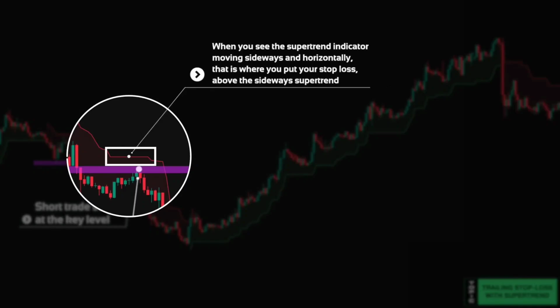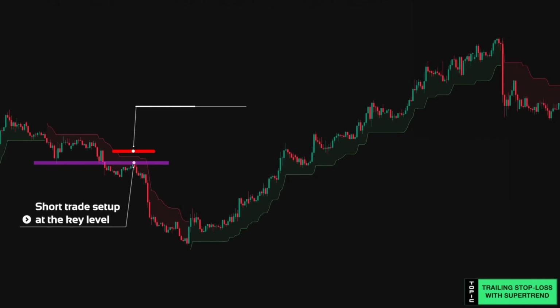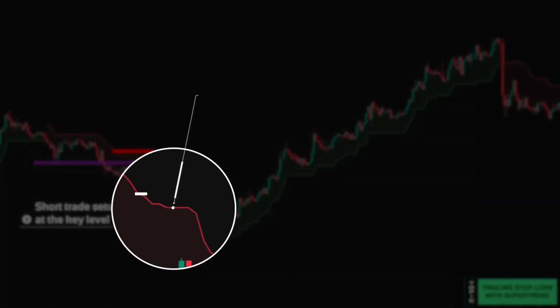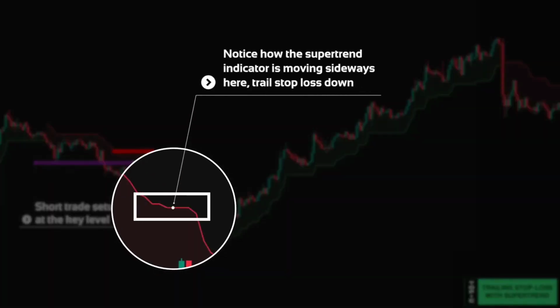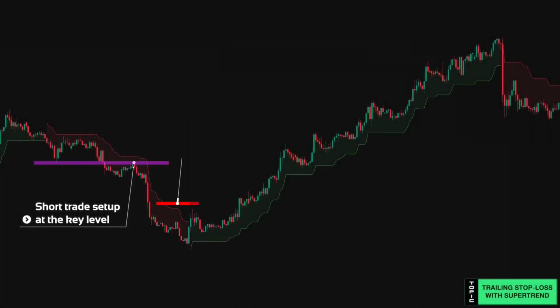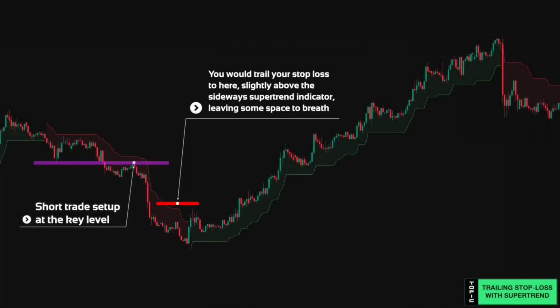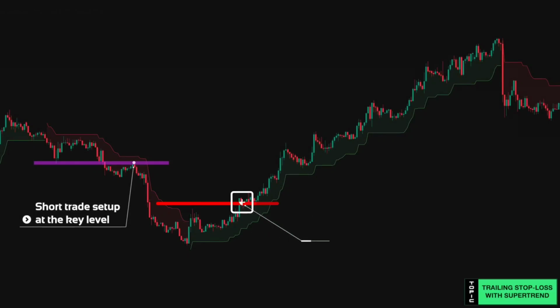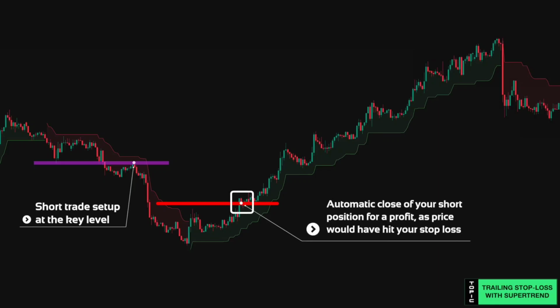You put it slightly above the sideways super trend band, as it acts as a barrier and often protects your stop loss from being touched. Notice how the super trend indicator is moving sideways here. So you would trail your stop loss to here, slightly above it, leaving some space to breathe. You had a manual exit point through the break of the super trend indicator and higher high, or through here, where price would have hit your stop loss.